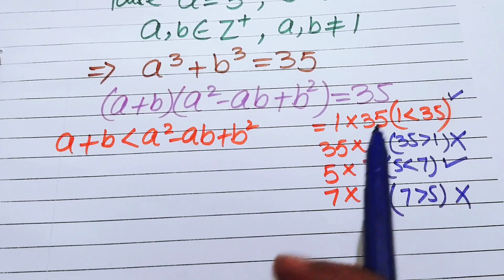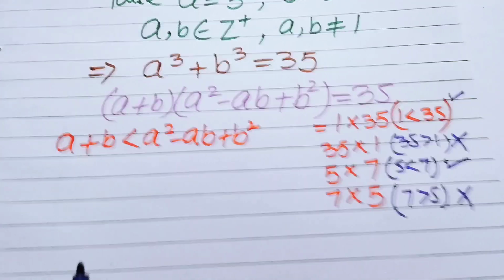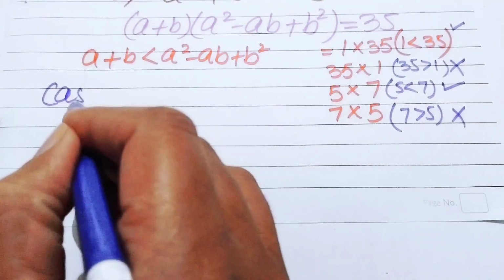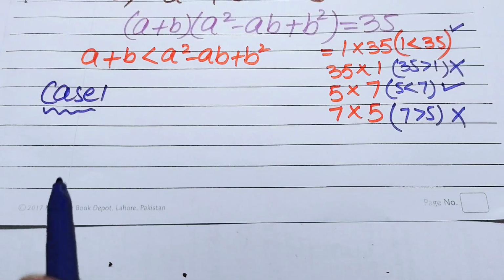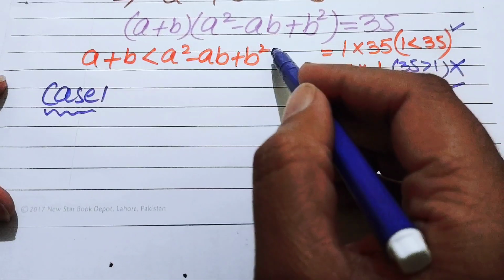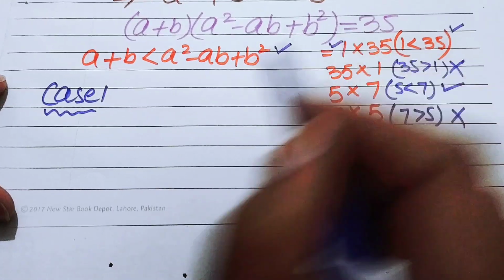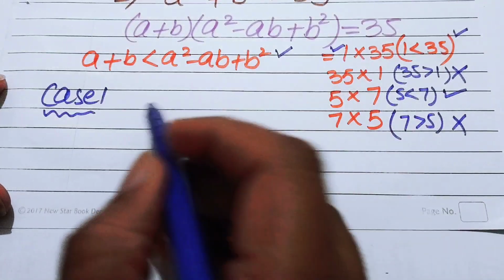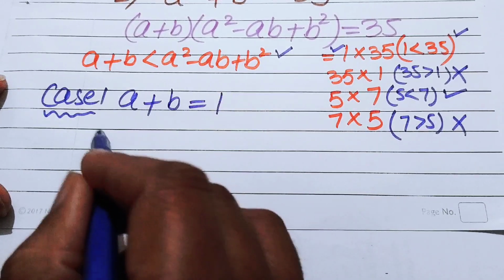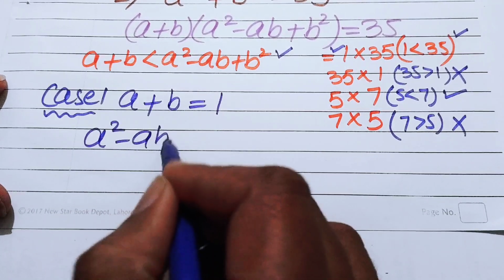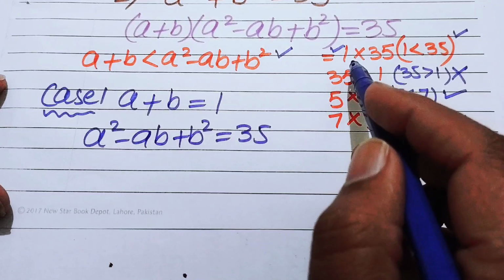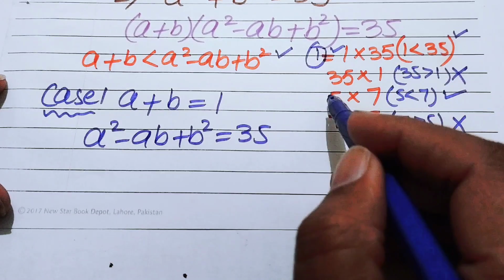And now we compare these two factors by this factor. So here we have two cases. The first case: you compare this case by this case. So here you have a plus b equals 1, and our other factor is a squared minus ab plus b squared equals 35. So this is case number 1 and this is case number 2.